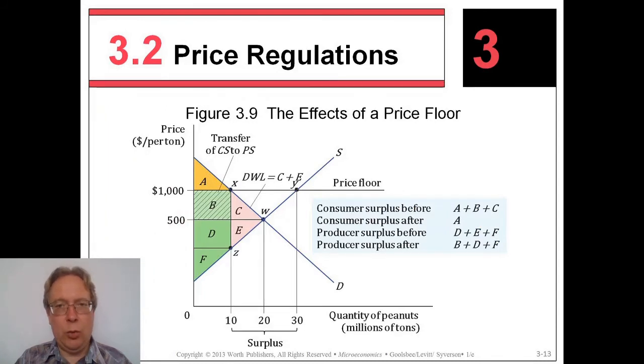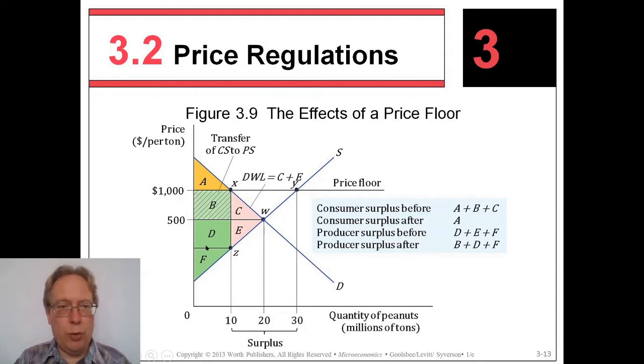Okay, let's do another one. So this one is very similar to what we had before, but now we have a price floor. So this is about peanuts, and for some reason government decides to support peanut producers by putting a price floor. Very similar to the story before. So without this intervention, this would be the market equilibrium. So consumer surplus would be the area below demand above price, so that would be A plus B plus C.